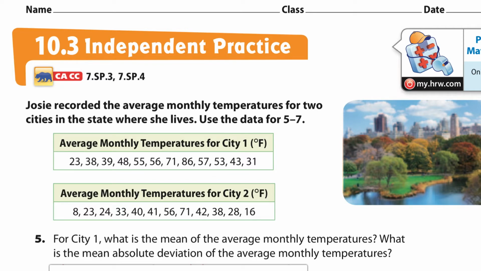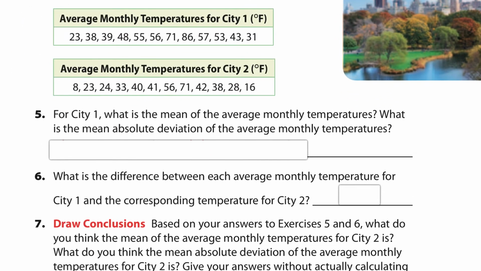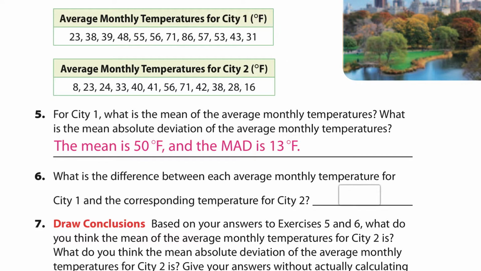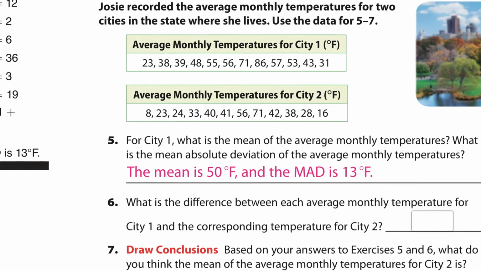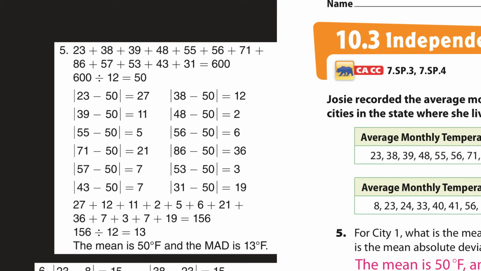Okay, so for city one, what is the mean of the average monthly temperatures? And what's the mean absolute deviation of the monthly temperatures? My answers are here. So the mean is 50 and the MAD is 13. I'd like to show you how I get that, and for that, I have this right here.